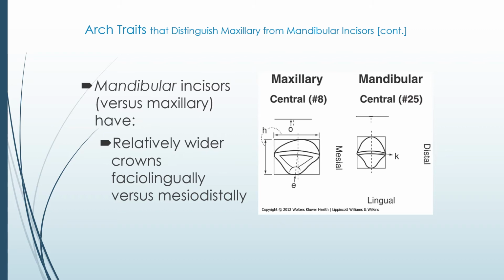If we compare the maxillary central incisor and the mandibular central incisor in terms of mesiodistal and faciolingual dimensions, faciolingually, the mandibular central incisor is wider than its mesiodistal dimensions, while the maxillary central incisor's mesiodistal dimensions are actually larger. They have a smoother lingual surface, as we have already discussed, and not only are the lingual surfaces smoother, their proximal surfaces are also smoother, and their cingulum is quite small.